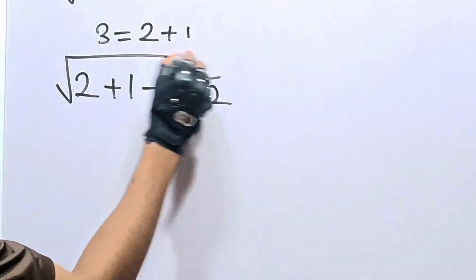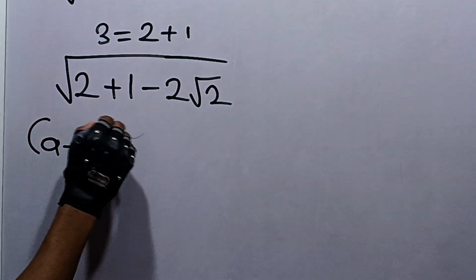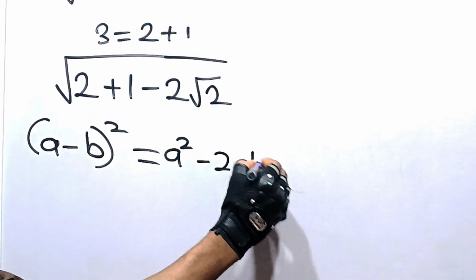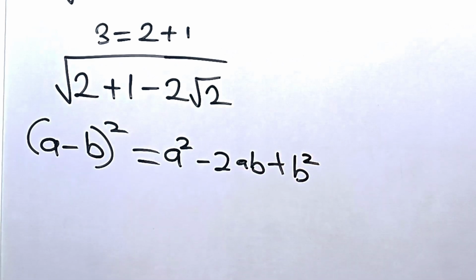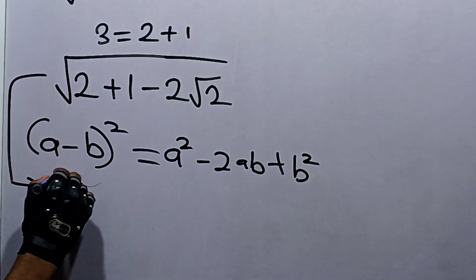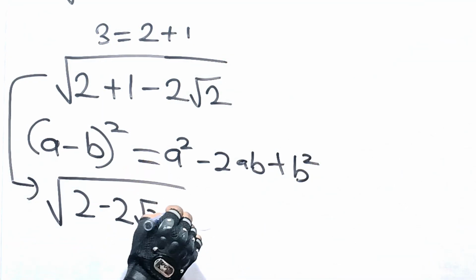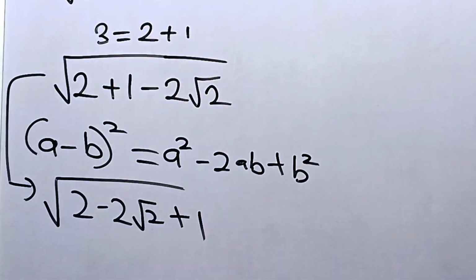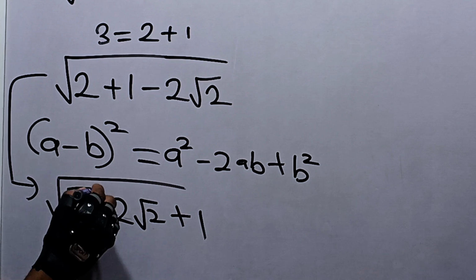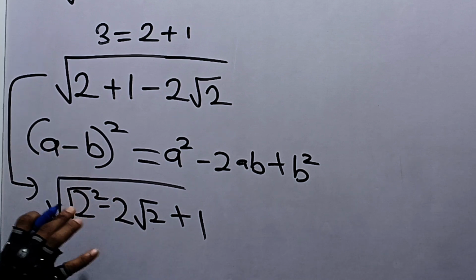Let's say when you have (a minus b) all squared, it's equal to a squared minus 2ab plus b squared. Now looking at this, let me rewrite this. So we have the square root of 2 minus 2 root 2 plus 1. Let's say that this 2 here is equal to the square root of 2 squared. Why? Because the square root of 2 squared is 2. So we have not really changed anything here.